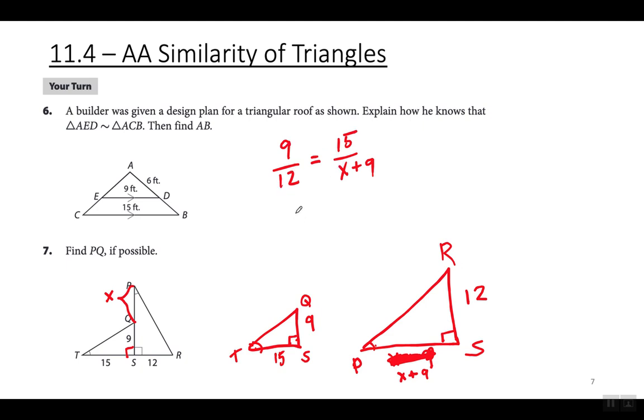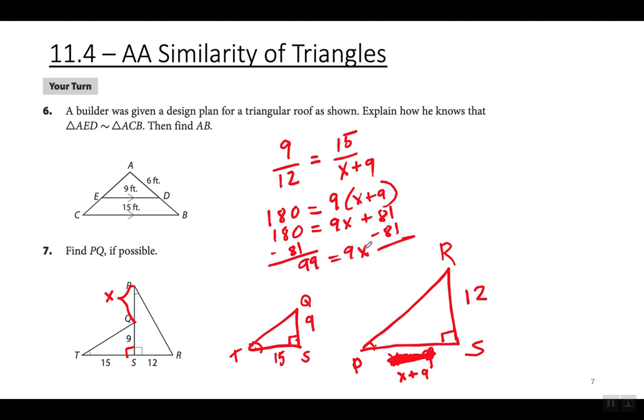Now I'm going to cross multiply. So 15 times 12, if you give me a moment to do that on a calculator. All right, 15 times 12 is 180. And 9 times x plus 9, when I do the distributive property, is going to give me 9x plus 81. Subtract 81 from both sides. That's going to give you 99 equals 9x. So x is going to equal 99 divided by 9, so x equals 11. So that's my answer for this one.